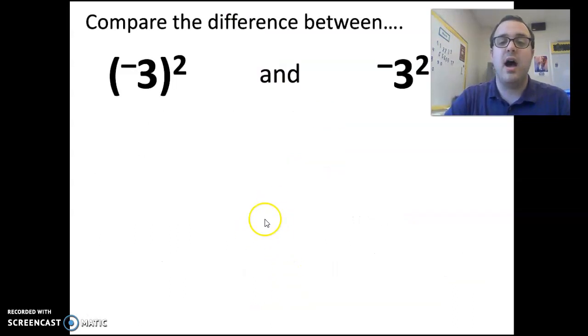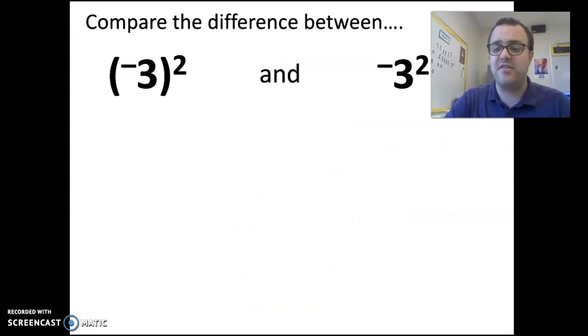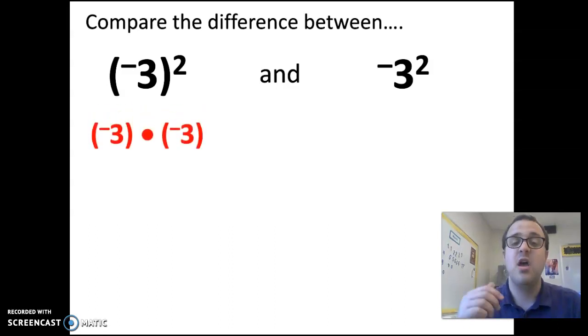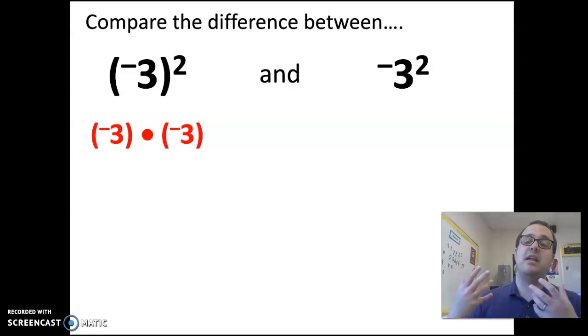Oh, we can pop up all the answers here as we go. All right, let's compare real quick a difference here, and then we're going to move on to the division. So what's the difference between the one on the left and the one on the right? Well, when we start using calculators, it's going to be really important that we pay attention to the differences between these two kinds of problems, all right? The one on the left is negative 3 times negative 3. Right? We're saying, hey, take negative 3 and square it.